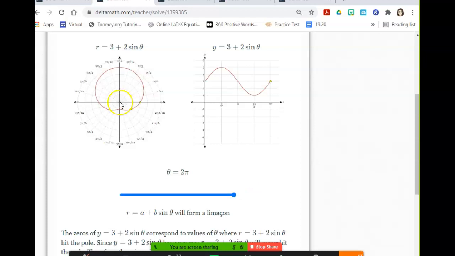So since the point of the heart was being pulled away from the pole, the function is being pulled away from the x-axis. Okay, so they are, like I said, related, even though the graphs look totally different. We're graphing the same kind of information, just in a different way.